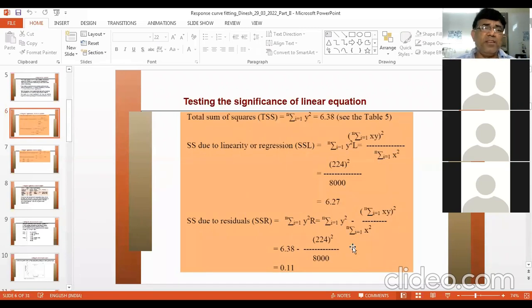This is simply the difference method. From the total sum of squares, you subtract the sum of squares due to linearity. So 6.38 is the total sum of squares minus the same thing, 224 squared divided by 8,000, and you get 0.11. Any problem for anybody in understanding this, in calculating the sum of squares due to regression and the sum of squares due to residual or error?